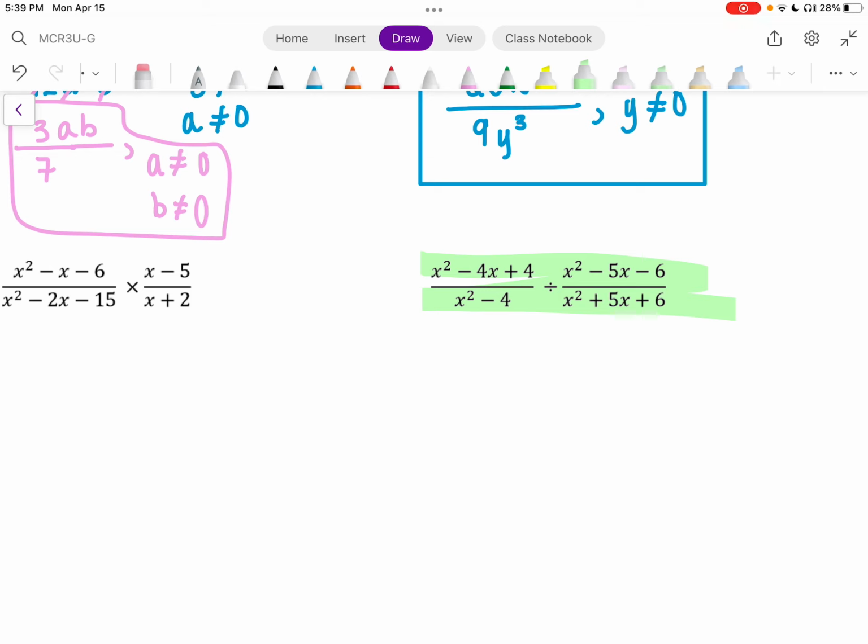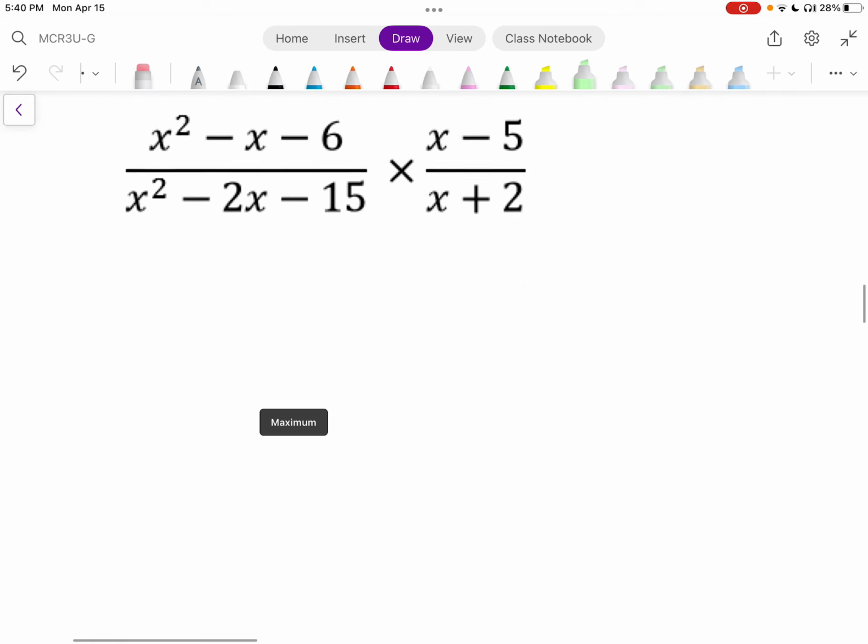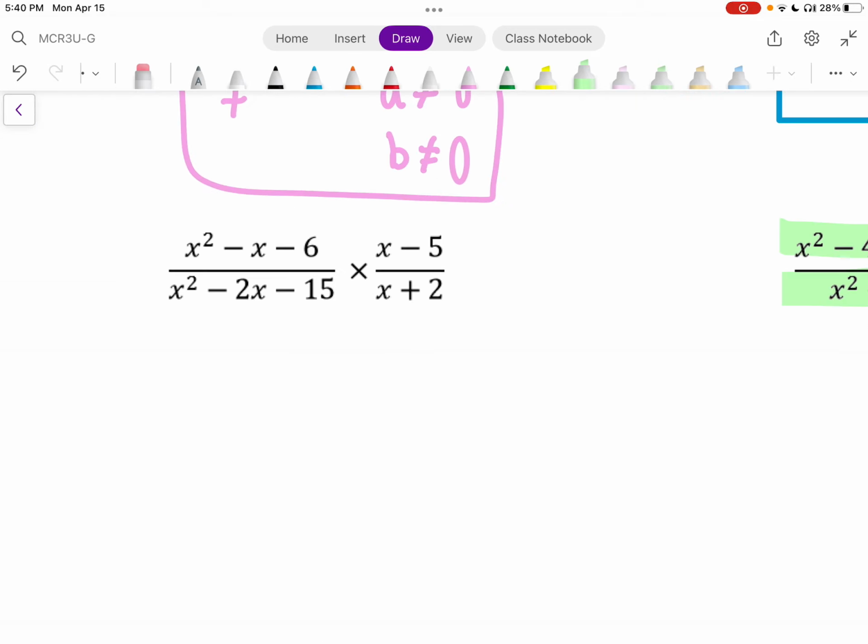This one's a little bit tricky because it is division, so you need to make sure that you're stating your restrictions the first time when you have that division, and the second time when you're flipping it to do the multiplication. So we will go over this one together.